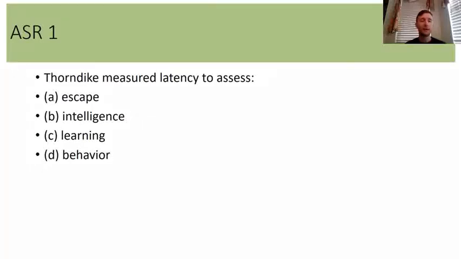Let's look at some ASRs. ASR 1: Thorndike measured latency to assess A, escape, B, intelligence, C, learning, or D, behavior.